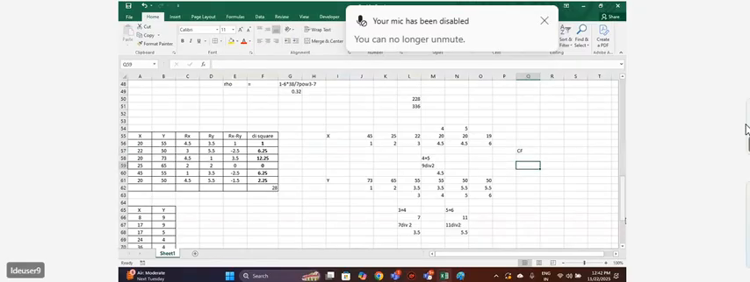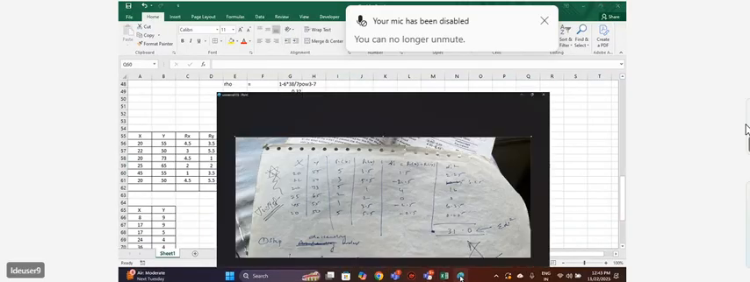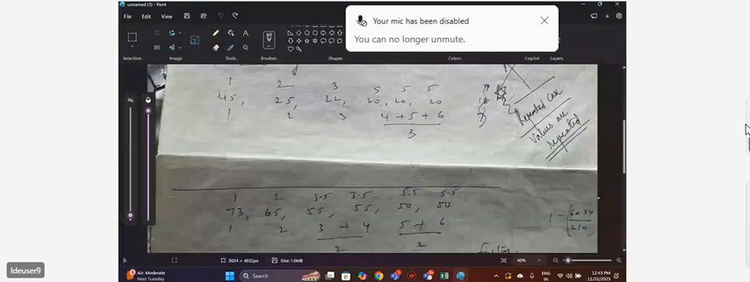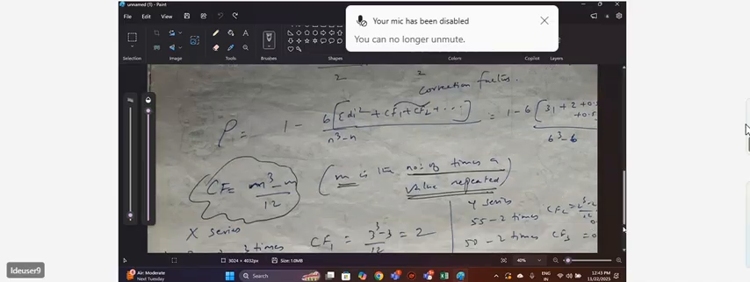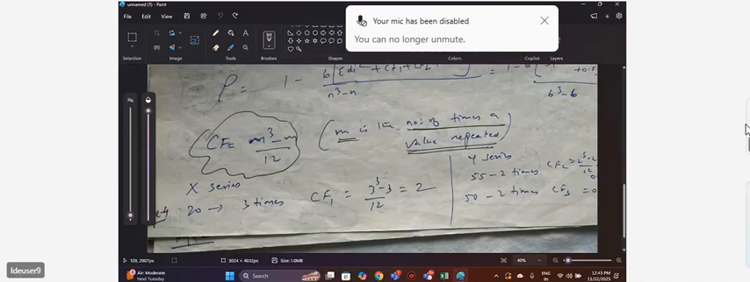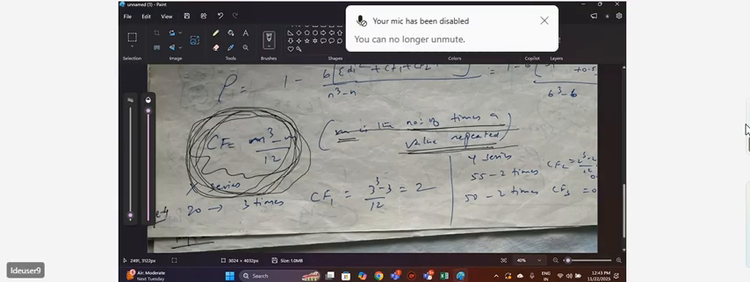What is the formula? M cube minus M, divided by 12. Is it mentioned on the sheet? Just see that. Yeah, here it is. M cube minus M divided by 12, whatever I'm circling. So what is M? M is nothing but the number of times the value is repeated.